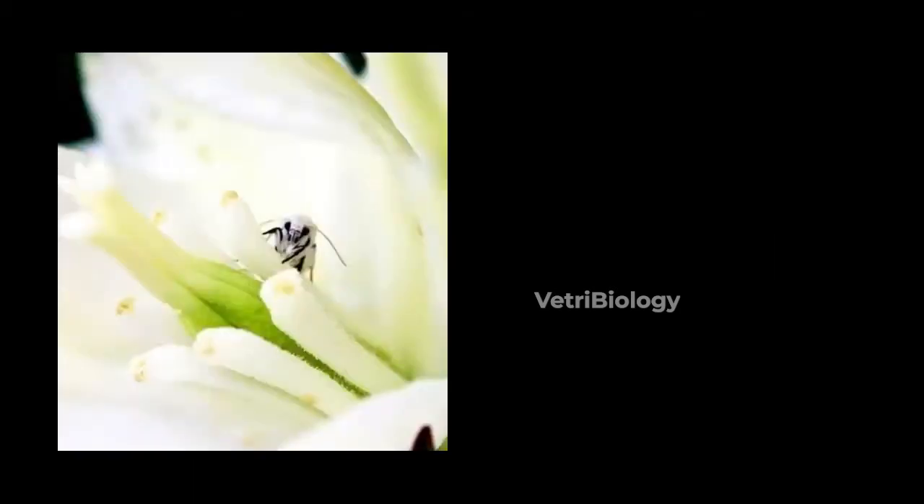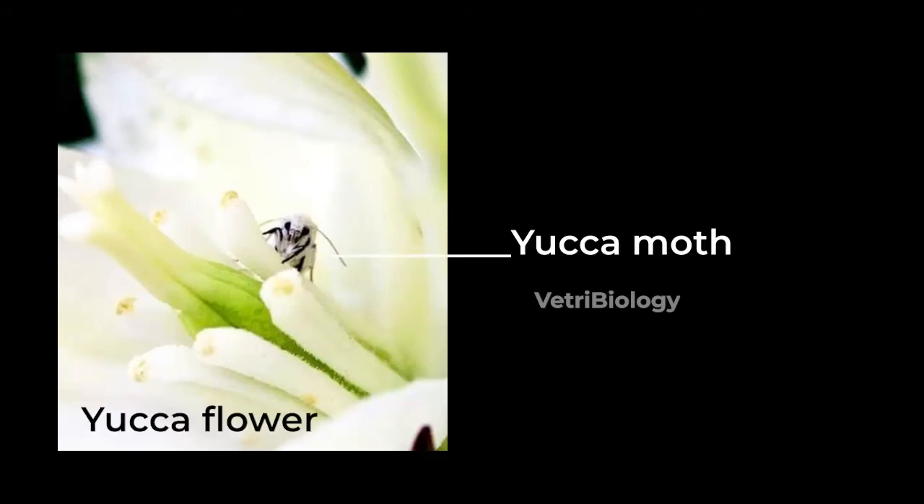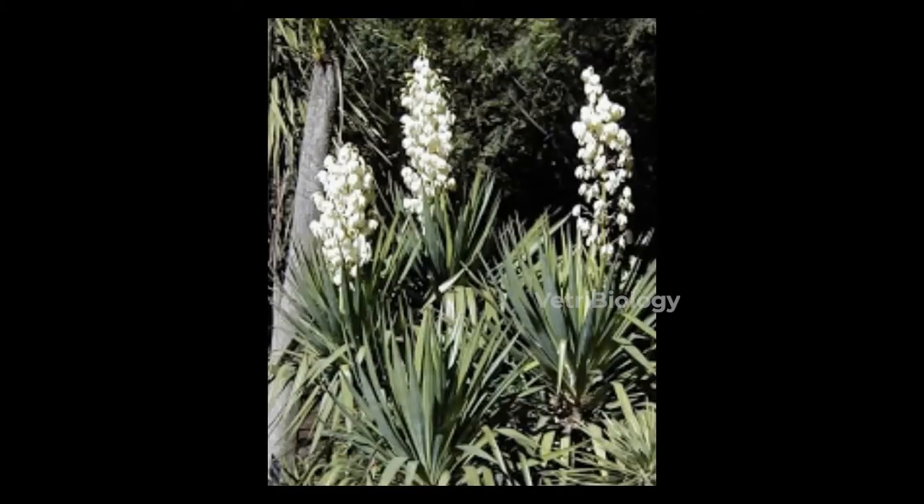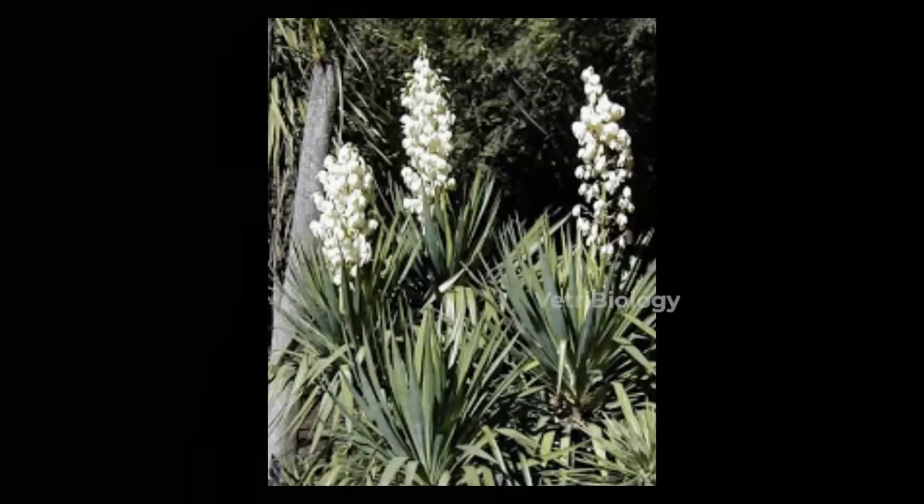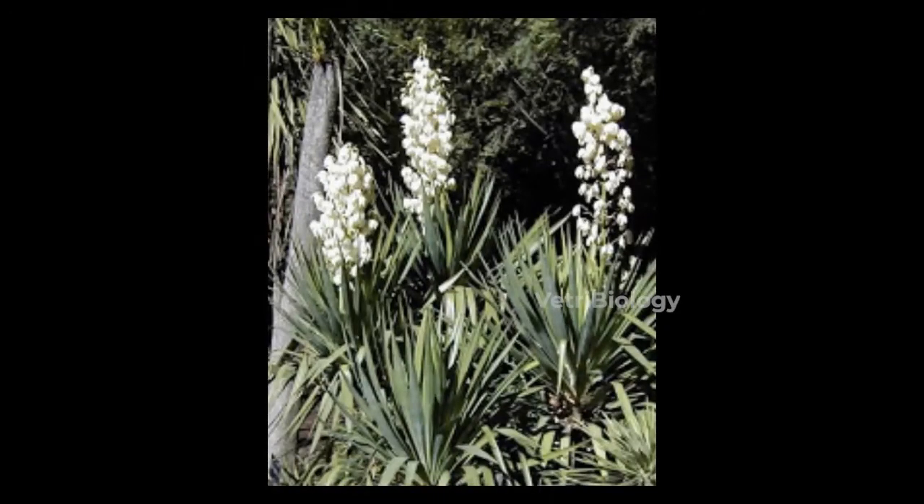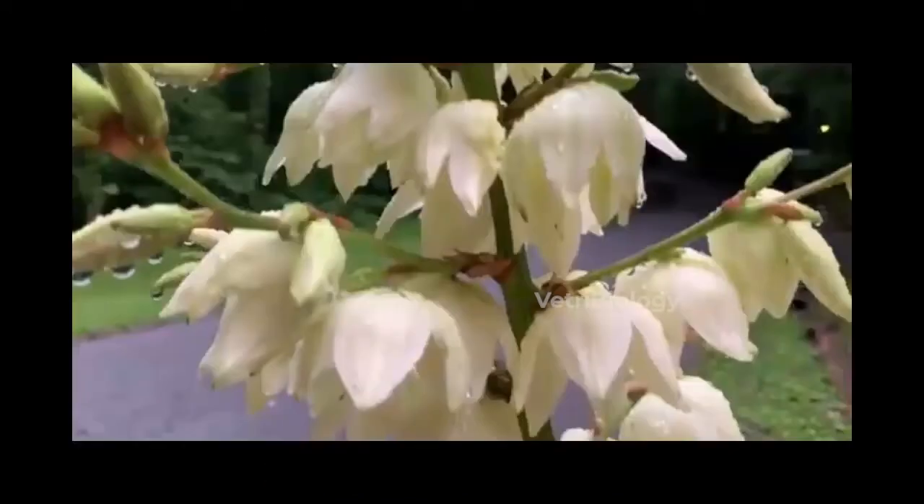Now, let us learn how pollination occurs in Yucca flower. The relationship between Yucca flower and Yucca moth is an example for obligate mutualism. In obligate mutualism, one organism cannot survive without the other. Yucca flower is also an inflorescence made up of many individual white flowers hanging downwards in groups from a stalk or spike.